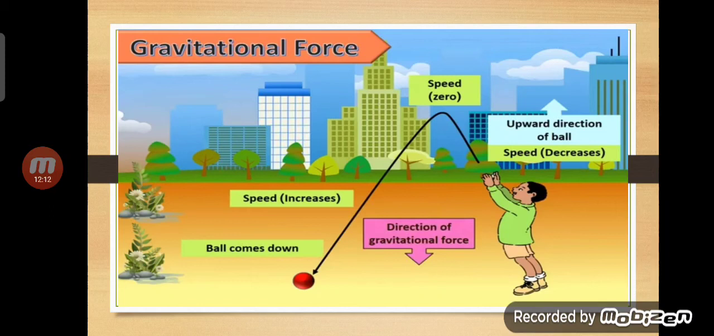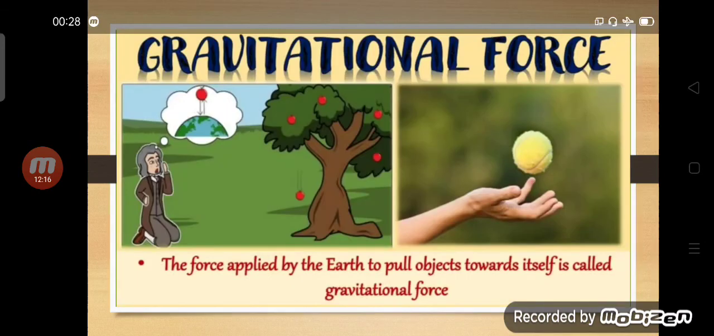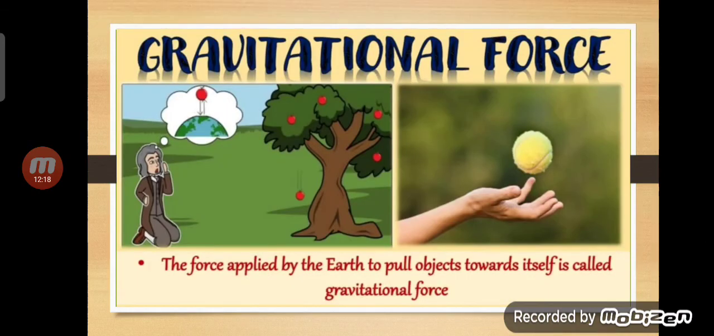So, in short, children, gravitational force can be defined as the force applied by the earth to pull objects towards itself. Sir Isaac Newton discovered gravitation in the 17th century.